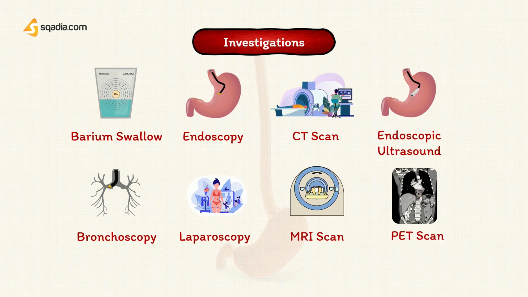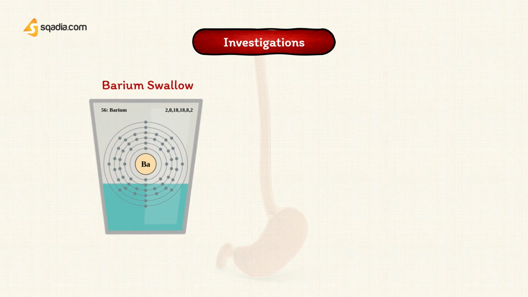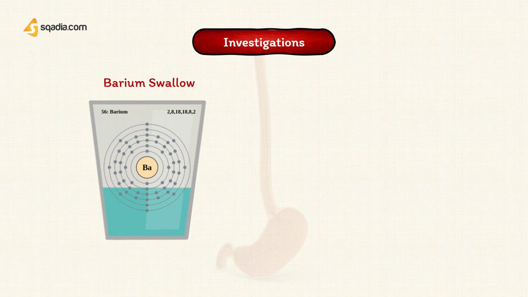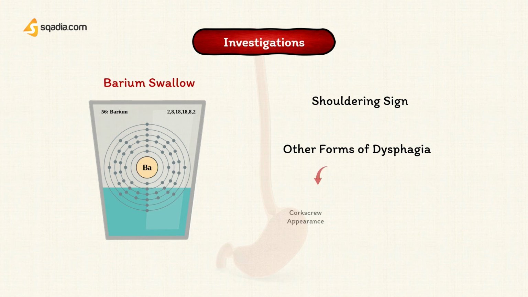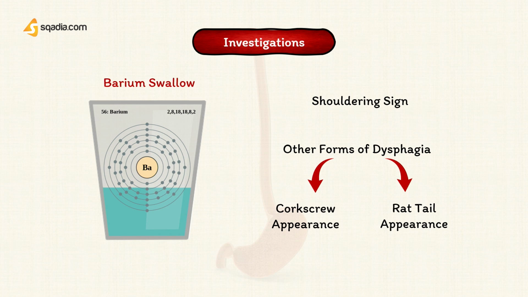Now, barium swallow might not tell us too much, but what it might show us is a tapering off of the contrast, often known as a shouldering sign. So this might help us differentiate it from other forms of dysphagia, which might actually be seen differently on this same imaging modality. For example, the corkscrew appearance that you might see in diffuse esophageal spasms, or the rat tail appearance that we find in achalasia.